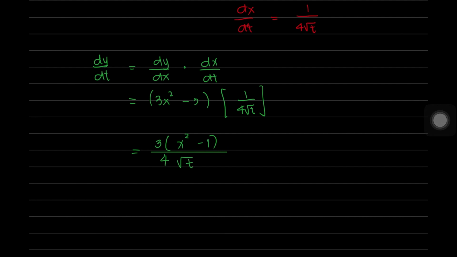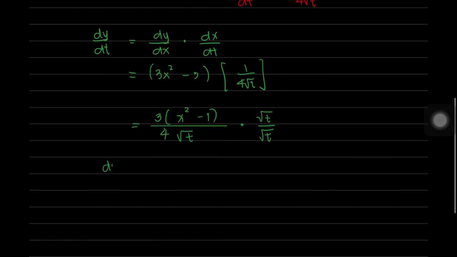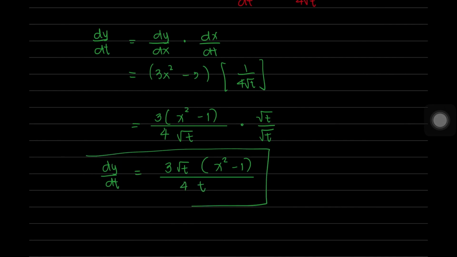And if we're going to rationalize this one by multiplying square root of t both on the numerator and the denominator, the derivative of y with respect to t is now equal to 3 square root of t multiplied by x squared minus 1 all over 4 multiplied by t. This is now the derivative of y with respect to t.